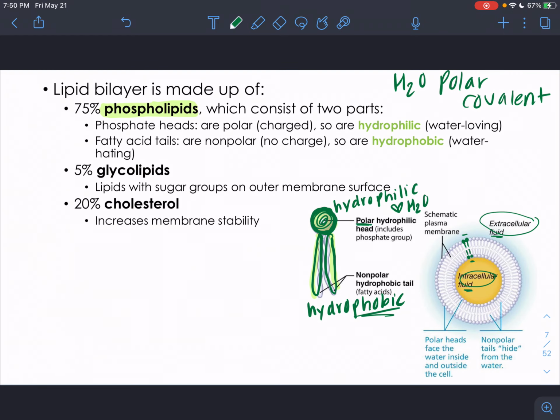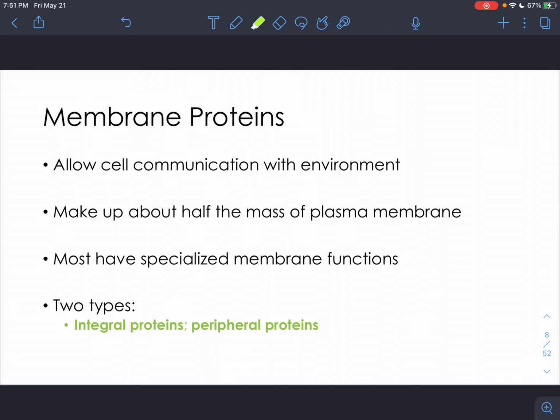We also have some glycolipids, which are lipids that have sugars on the outside, and then cholesterol, which, like I mentioned previously, just increases the membrane's stability, makes it a little bit more rigid. Okay. So that's the cell membrane.